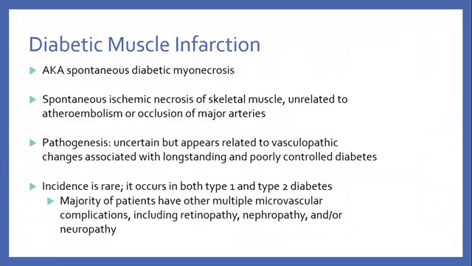The next condition that we're going to discuss is diabetic muscle infarction, focusing in on when diabetes can manifest itself in the muscle. This is also known as diabetic myonecrosis. It's a spontaneous ischemic necrosis of skeletal muscle unrelated to atheroembolism or occlusion of major arteries. The pathogenesis is uncertain but appears related to vasculopathic changes associated with long-standing and poorly controlled diabetes. The incidence is rare and it occurs in both type 1 and type 2 diabetics. And the majority of patients have other multiple microvascular complications, including retinopathy, nephropathy, and/or neuropathy.